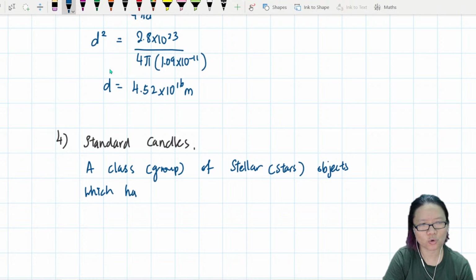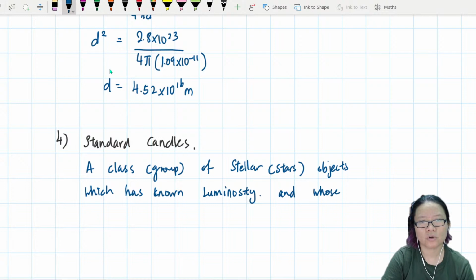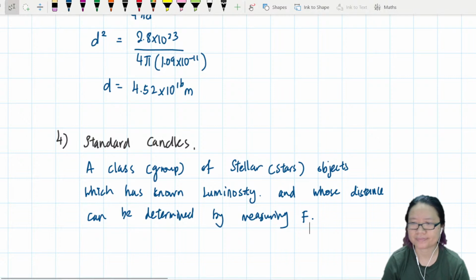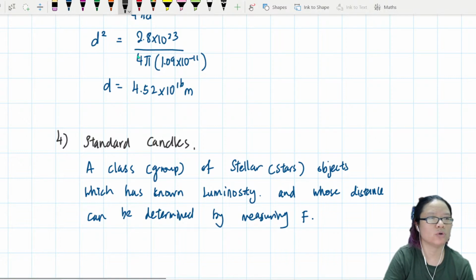Which has known luminosity, and whose distance can be determined by measuring F on Earth, on the ground. So example of standard candles, we're going to look at the common one.